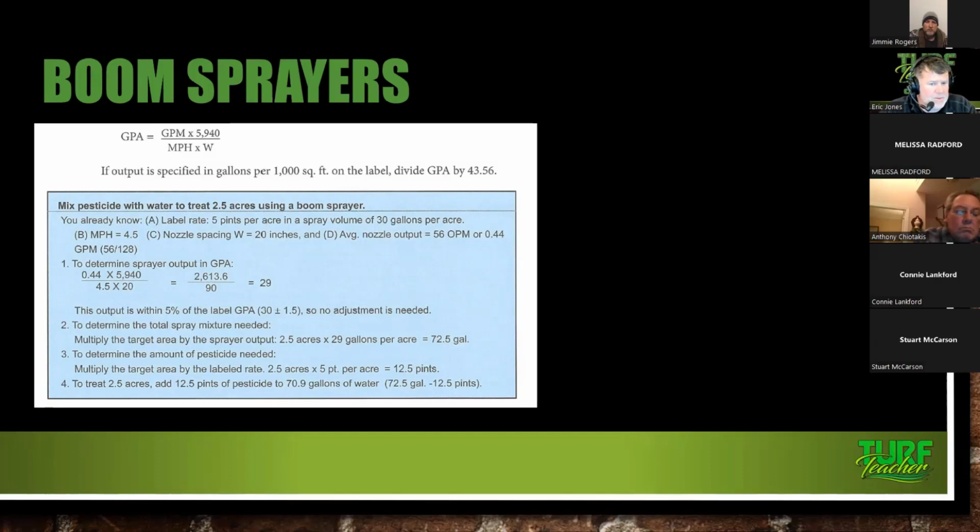To determine the total spray mixture needed, multiply the target area by the sprayer output: 2.5 acres times 29 gallons per acre gives 72.5 gallons. To determine the amount of pesticide needed, multiply our target area by the labeled rate: 2.5 acres times 5 pints per acre gives us 12.5 pints. So to treat the 2.5 acres, we add 12.5 pints of pesticide to 70.9 gallons of water, subtracting out from the 72.5. And so we're able to do that job.